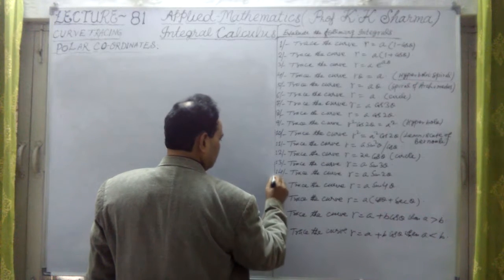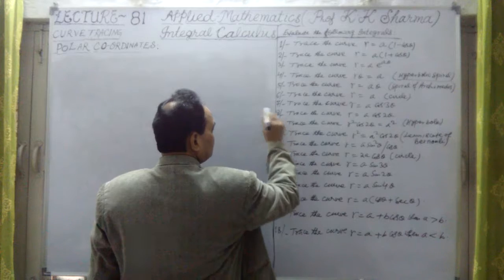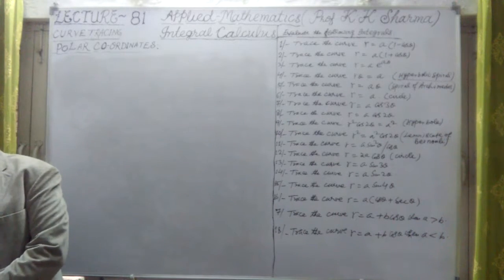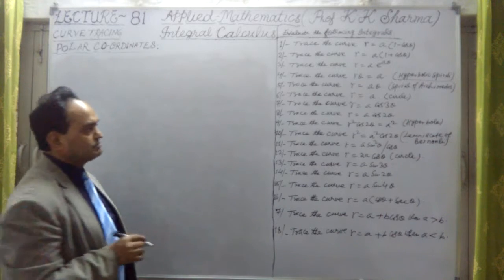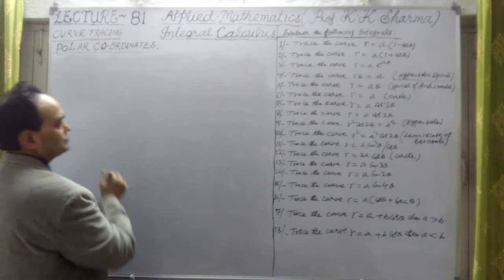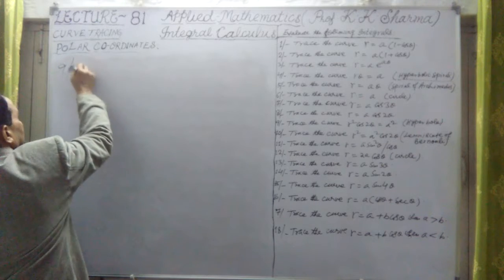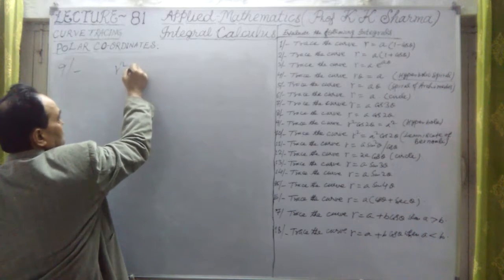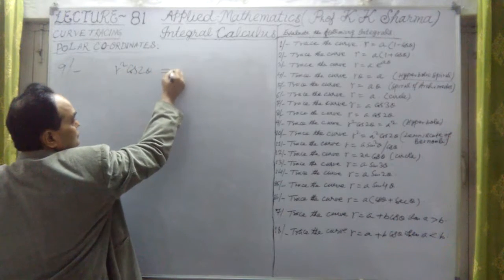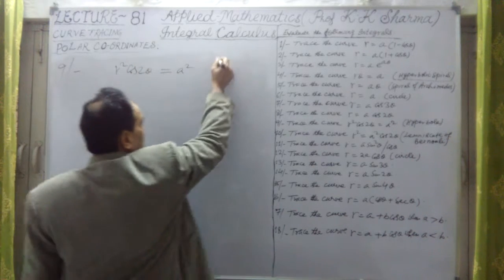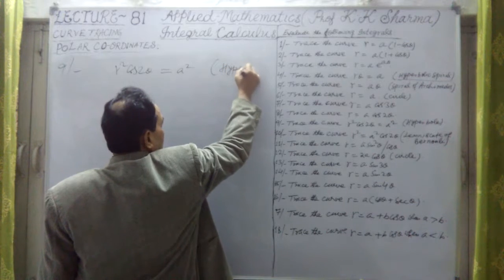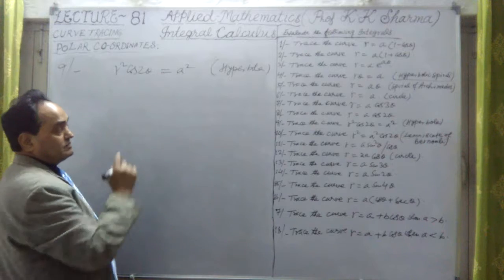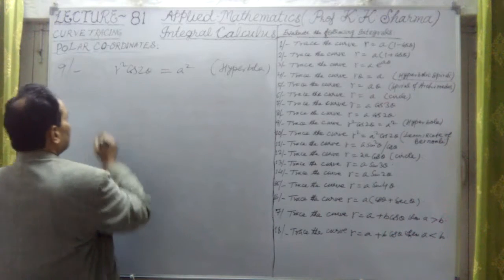What does the 9th question say? Let me check it. The 9th question says trace the curve r square cos 2 theta equal to a square. This is hyperbolic type. I think yes, it is a hyperbola. It is r square cos 2 theta equal to a square, and this is known as a hyperbola. If I convert this into Cartesian coordinates, then you will see it will be a hyperbolic formula.